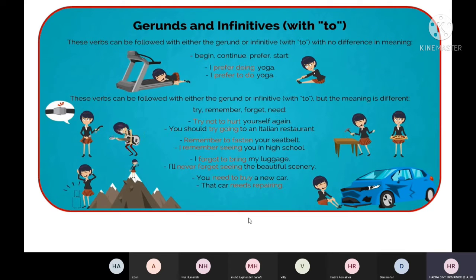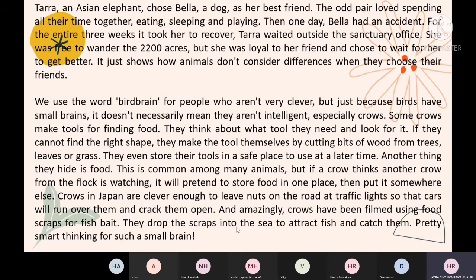You need to buy a new car. This means you must do something. The car needs repairing. This means the subject requires something. Okay, so that is the brief explanation about gerund and to infinitive.